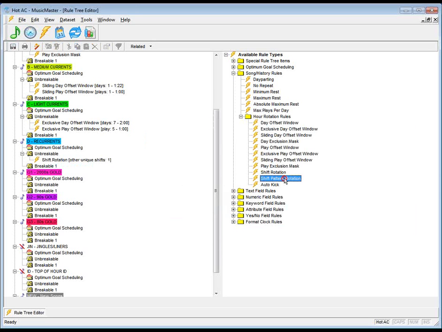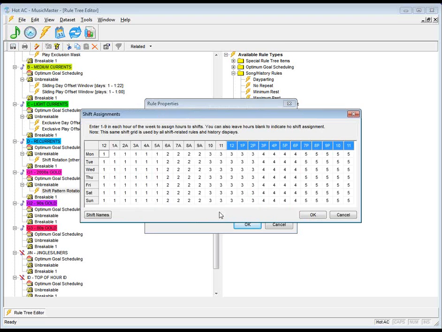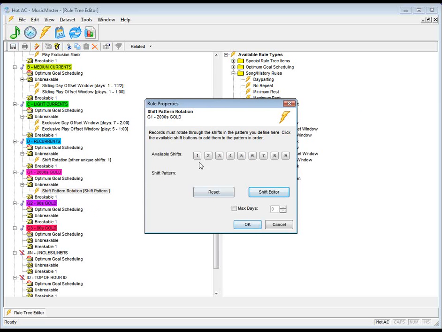Shift pattern rotation comes in handy if you want MusicMaster's scheduling to automatically follow a preset order of shifts. So we look at our shift editor again. We have 1 for overnights, 2 for morning, 3 for midday, 4 for PM, and 5 for nights. We can tell MusicMaster that we want it to follow the pattern of play in shift 1, the next play has to be in 3, the next play has to be in 5, followed by 2, and then 4.